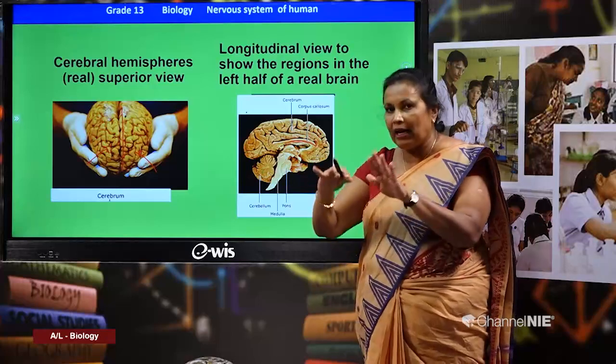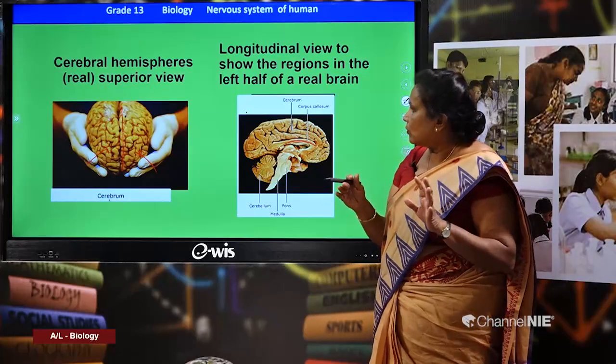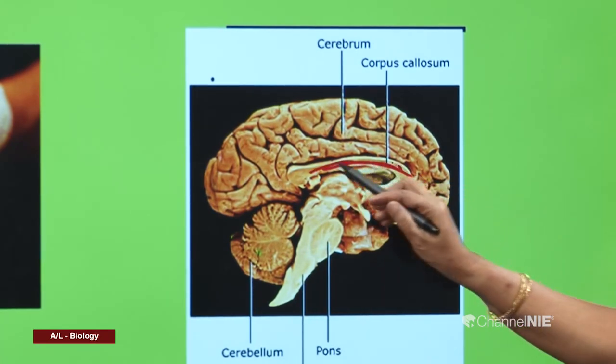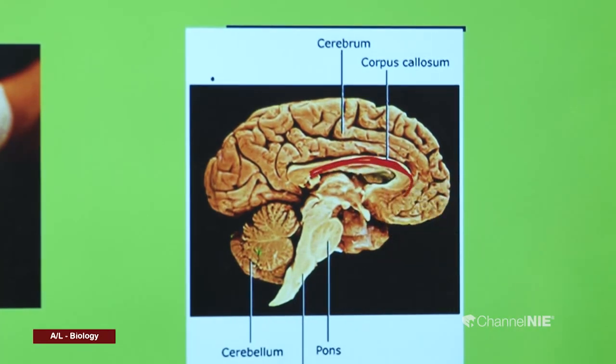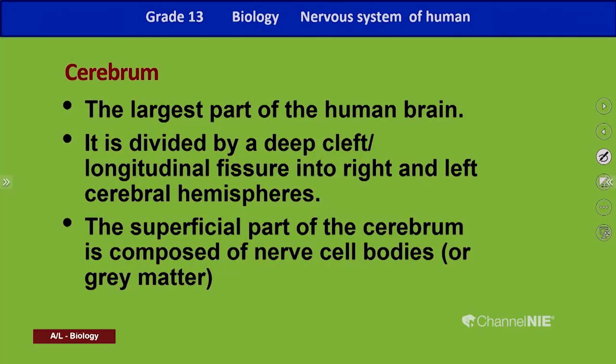Therefore, we have two hemispheres, right and left. These two are joined together inferiorly by the corpus callosum. The corpus callosum is a nerve tract which contains nerve fibers. Here you can see the cerebrum is the largest part of the human brain, divided by a deep cleft, which we call the longitudinal fissure, into right and left cerebral hemispheres. The superficial part of the cerebrum is composed of nerve cell bodies.